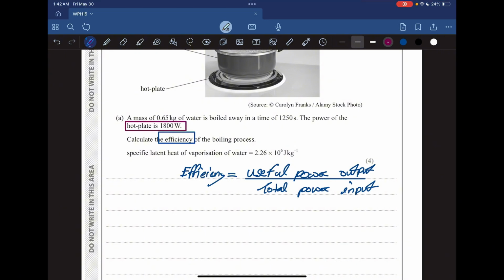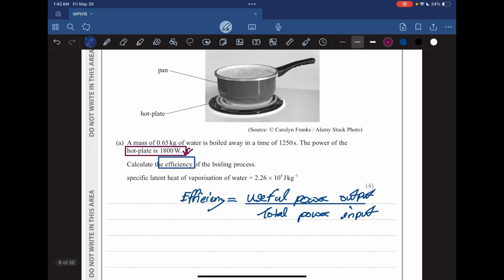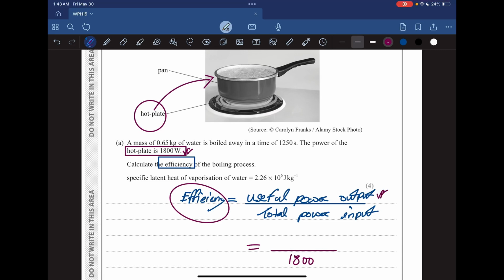right? This is the power of the hot plate, and this is the power that this hot plate will be providing to the pan. And it depends upon the pan how much it can take and how much output it can give us, and on that output our efficiency will depend. So let's write 1800 right here at the denominator, because this is the total power input. Now the useful power output needs to be figured out by the formula of power.